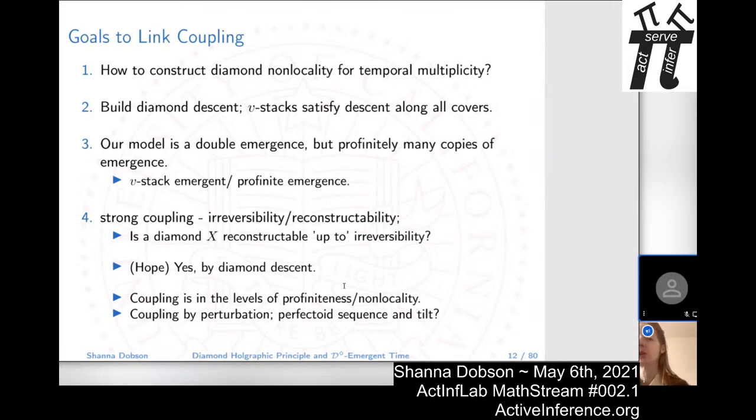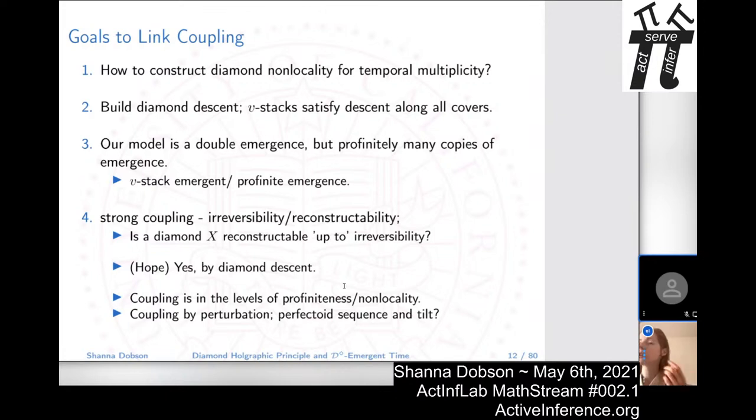What is that? Not Hausdorff, a totally disconnected compact space, not Hausdorff. So the profinite is very strange. It's like, what is that? If you have profinitely many copies of something, what is that actual space? If you have this double emergence and it's very fractal-like, I'm really interested in that.